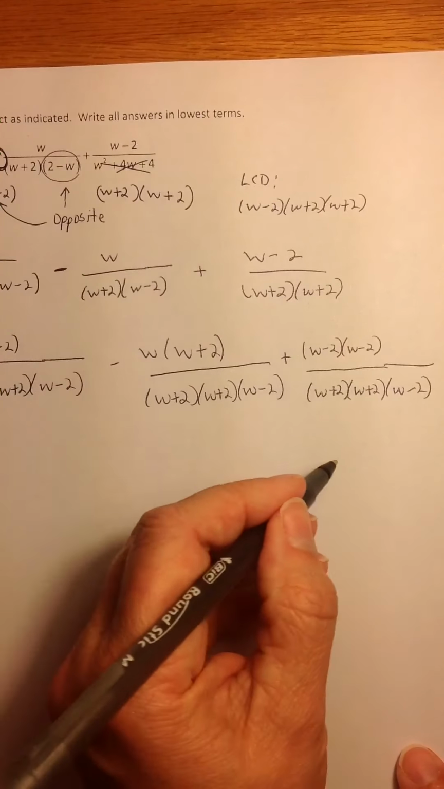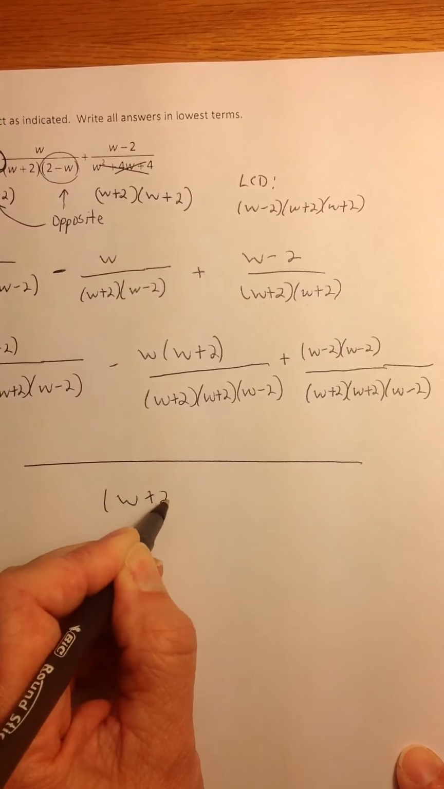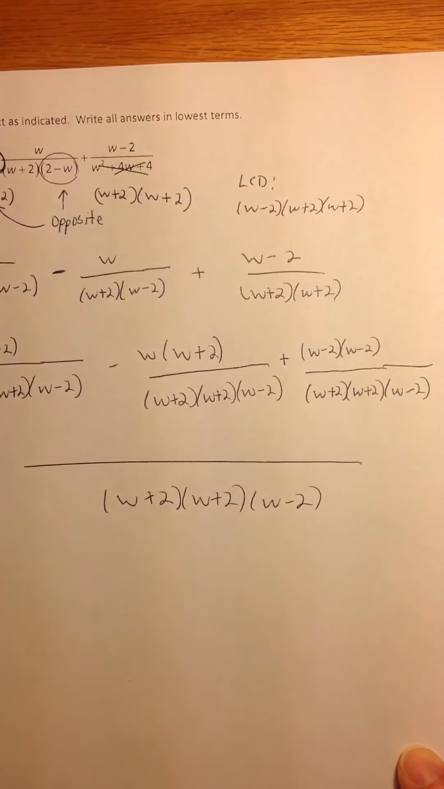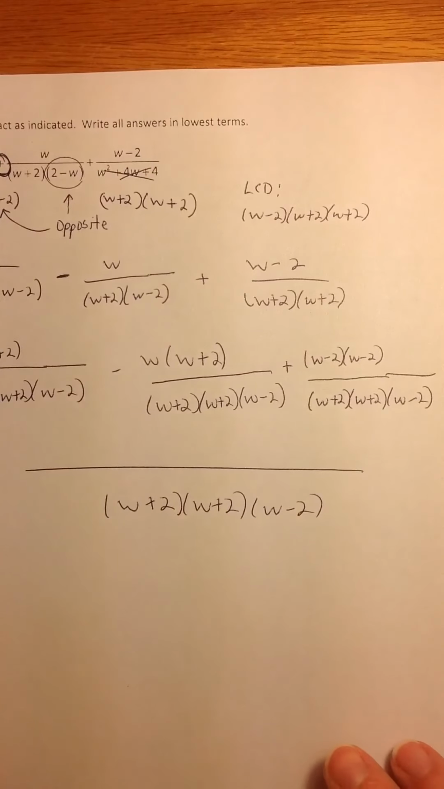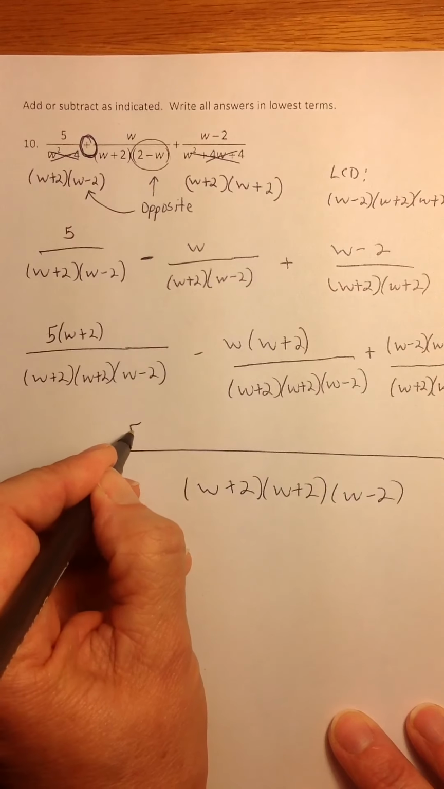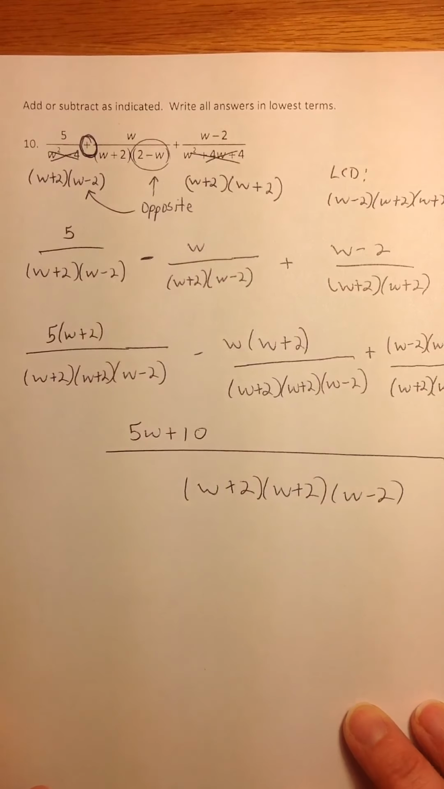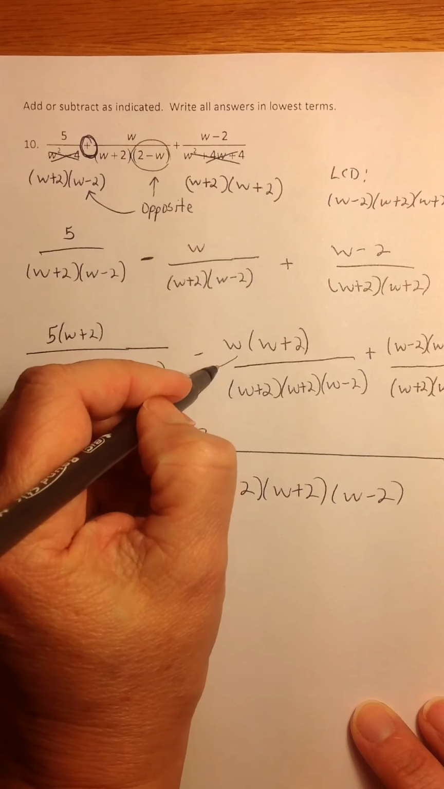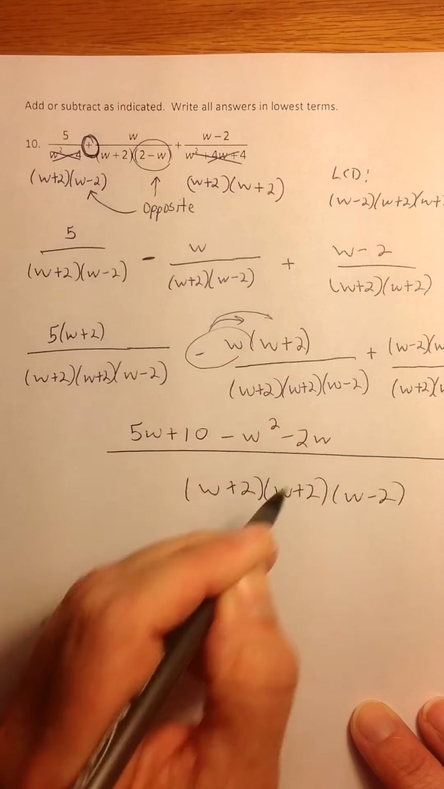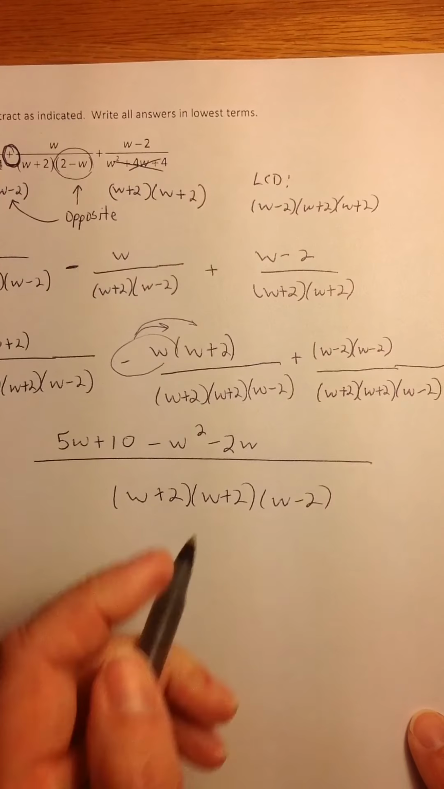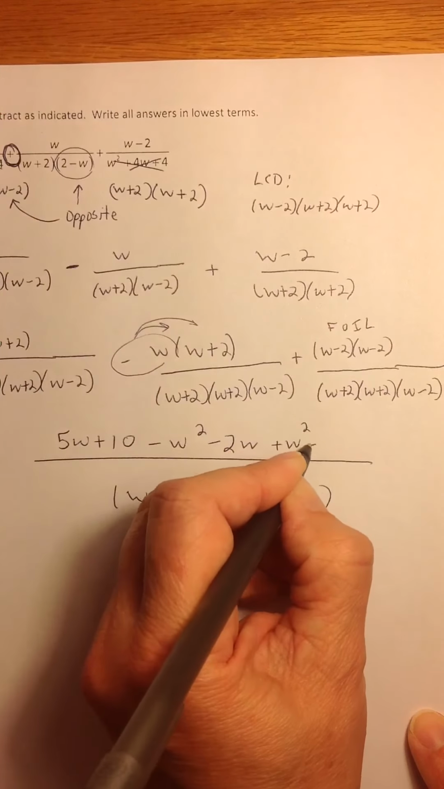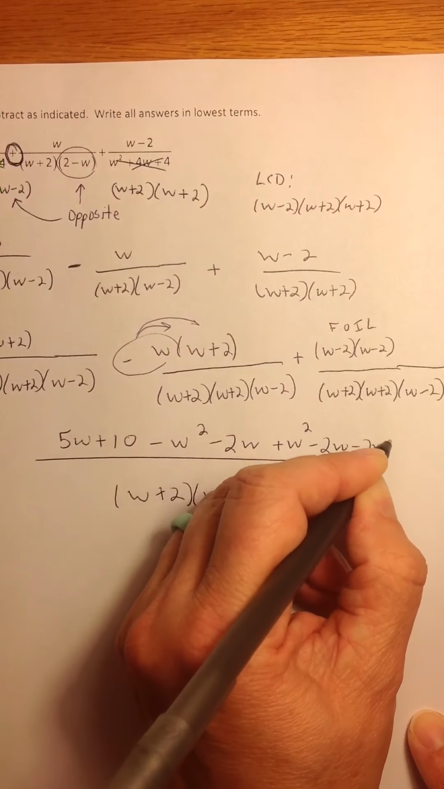Now, everything is w plus 2 times w plus 2 times w minus 2 as a denominator, so I can write 1. So let's go through and do our multiplication. So back at the first one, I'm going to distribute my 5. So I get 5w plus 10. On the middle one, I'm going to distribute the entire negative w. So I get negative w squared minus 2w. On the third one, I'm going to FOIL. So I get plus w squared minus 2w minus 2w plus 4.